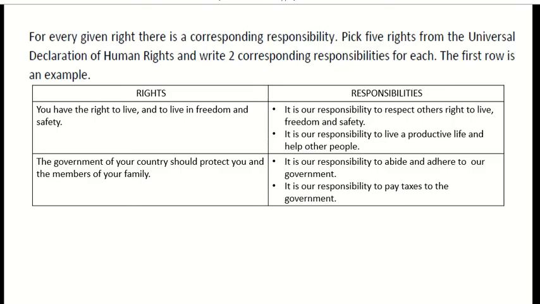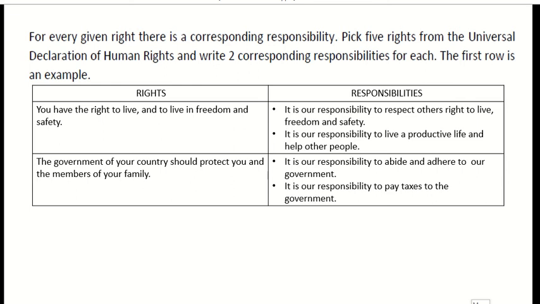Yan. So, ang example dyan, you have the right to live and to live in freedom and safety. So, ano naman yung responsibility mo with that right? So, ano yung karapatan dyan? Karapatang mabuhay, karapatang maging malaya at ligtas, safety.